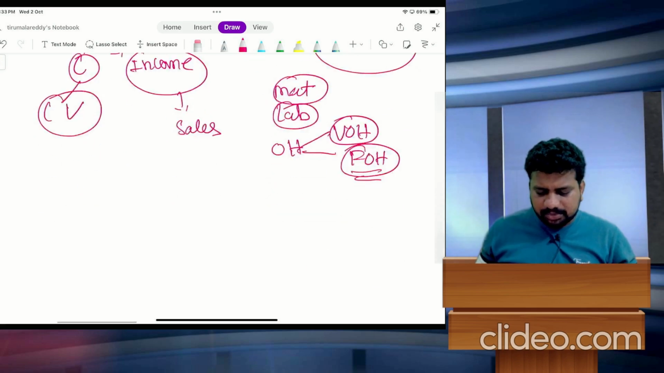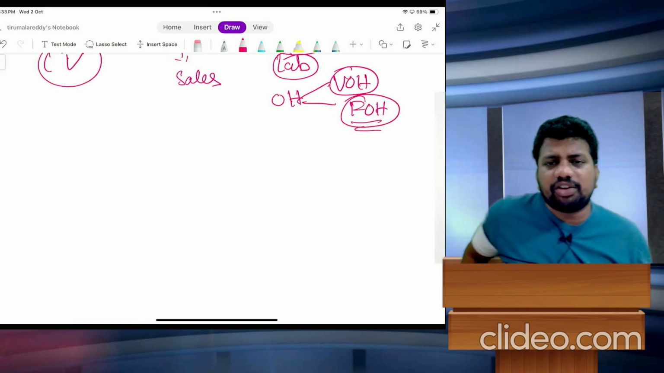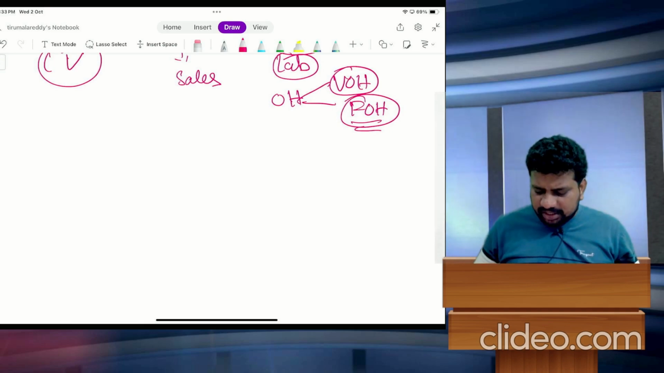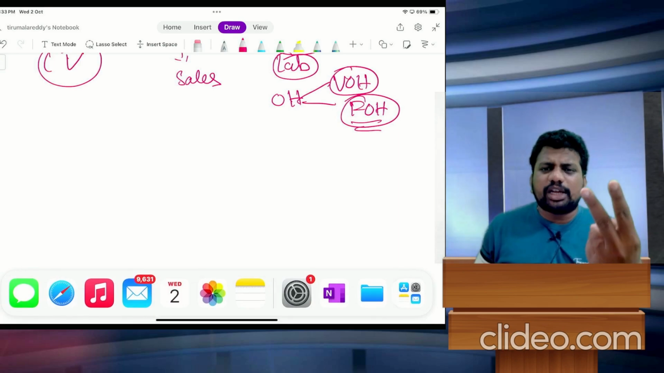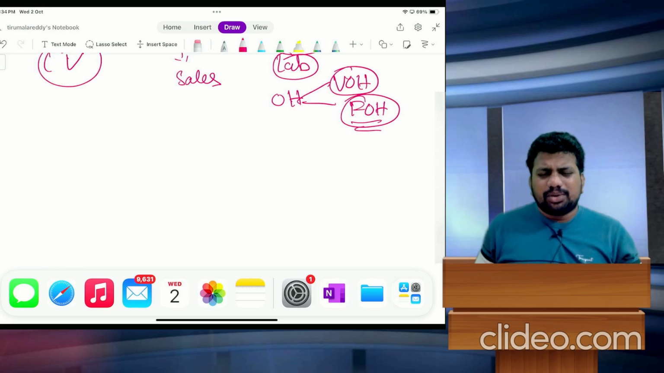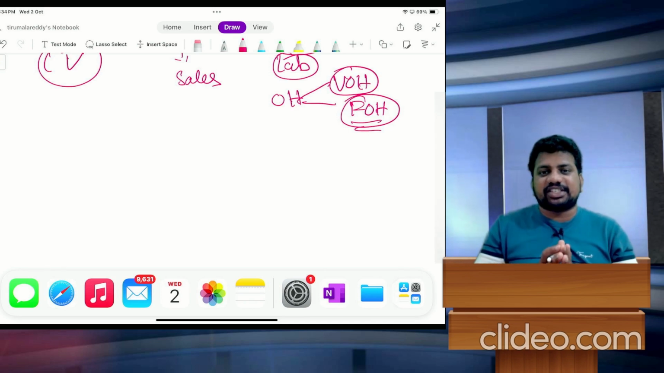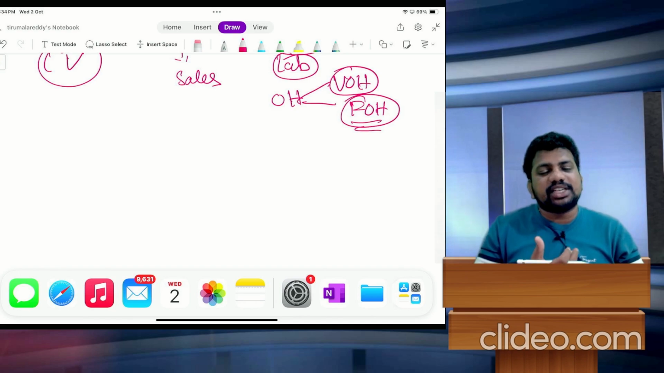Now before we talk about how to solve a fixed overhead variance problem, let us understand how a problem can be given. Basically, two types of problems can be given. If category 1 is given, we are required to calculate 5 variances. If category 2 is given, we are required to calculate 6 variances. You'll understand the difference in the question first. So what are the two different types of questions that can be asked?